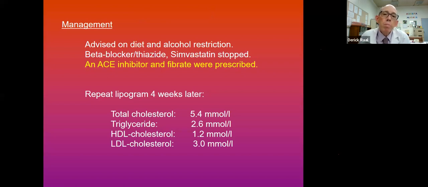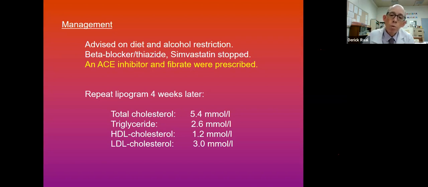Anyway, so what did we do with this patient? His stressful job, he happened to be a policeman and he was drinking excessively. So we advised him to cut back on his alcohol. We also stopped the beta blocker and thiazide because both of those drugs can cause severe hypertriglyceridemia. We stopped his simvastatin because statin is not the correct drug for severe hypertriglyceridemia. We gave him an ACE inhibitor for his blood pressure, and a fibrate is a more appropriate drug for severe hypertriglyceridemia.